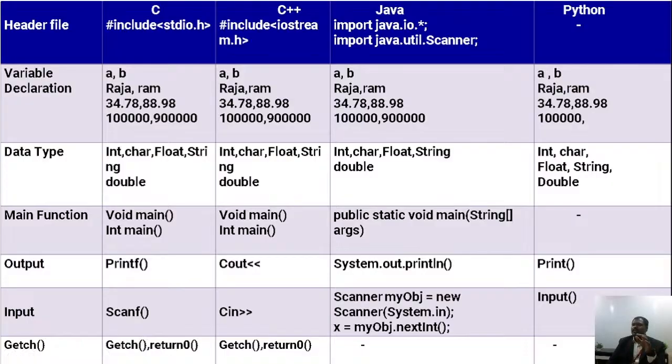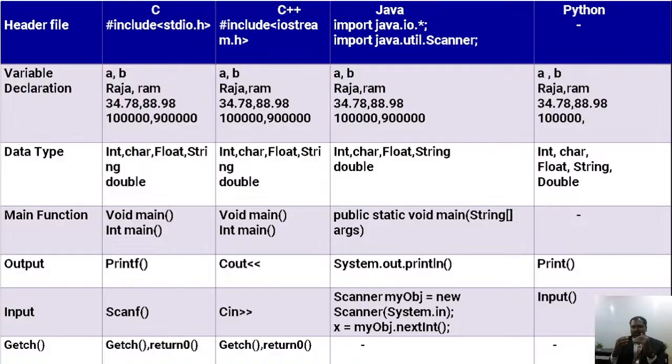Variable declarations can be single letters like A, B, C, D, 1, 2, 3, and then particular words like Raja, Ram, Raghu, Roja. Or else decimal values like 34.78, 91.2, which are incomplete values, and also long digit values such as 1 lakh, 10 lakhs, 9 lakhs. These are also mentioned as long values.